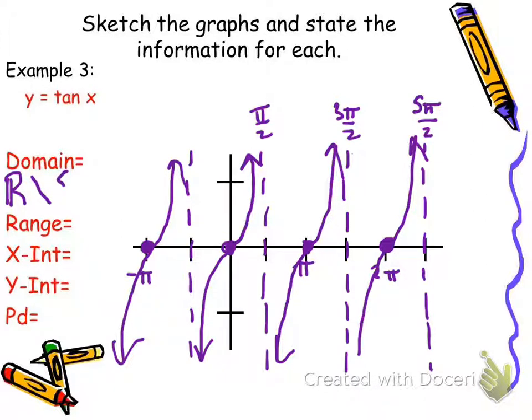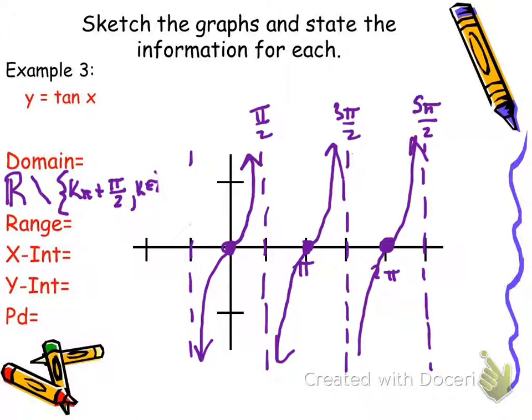We're going to throw away these values. Which values are we throwing away? All of the odd multiples of pi over 2. So that's k pi plus pi over 2, where k is an integer. Sorry about getting kind of cramped there. Let me erase this so we got room to write that good. Everything except the odd multiples of pi over 2. Everything else works. The range goes up forever and down forever, so the range is all real numbers.